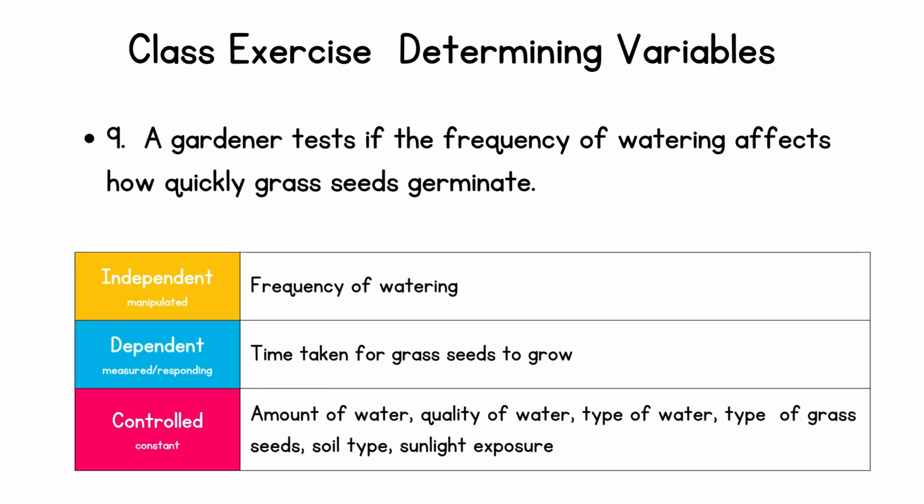Very good. The frequency of watering would be the one that you're manipulating. The time taken for grass seeds to grow would be the responding. So remember, dependent is either the one being measured or the one that is responding. And then control, what is being held constant? The amount of water, the quality of water, the type of water, type of grass seeds, soil type, sunlight exposure.